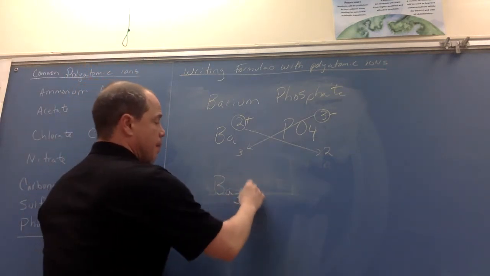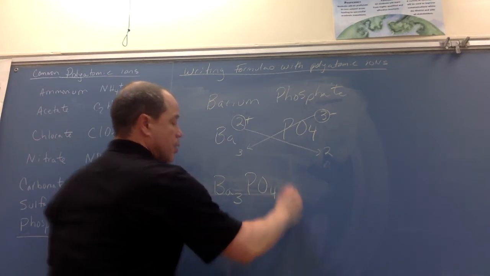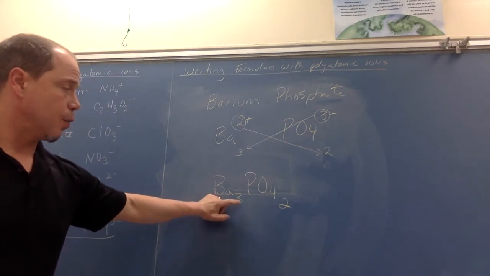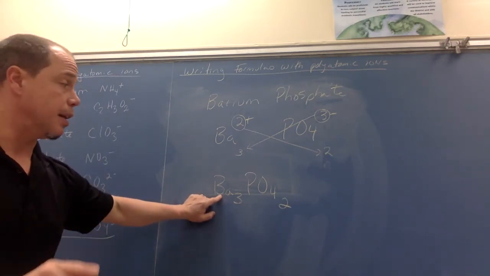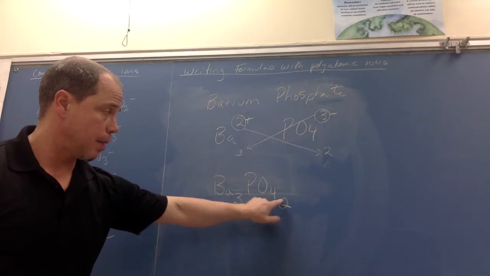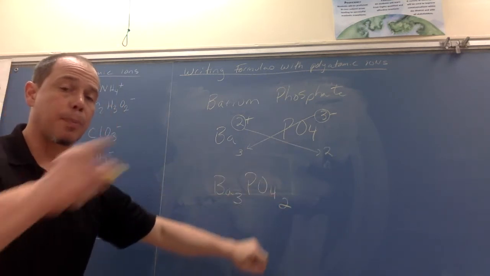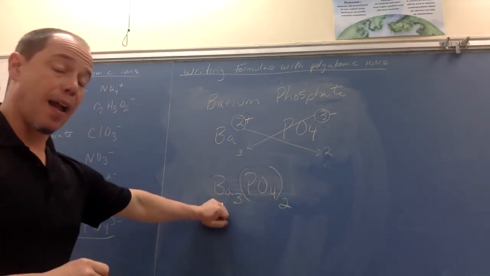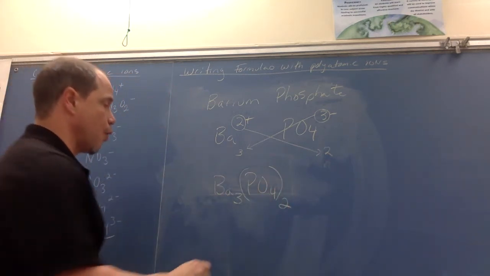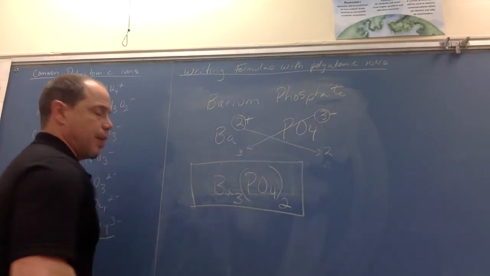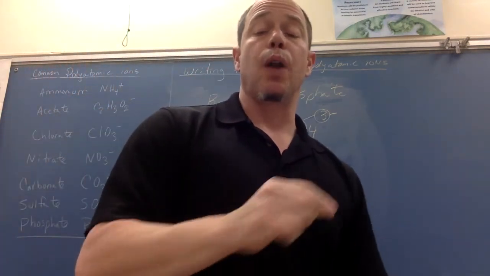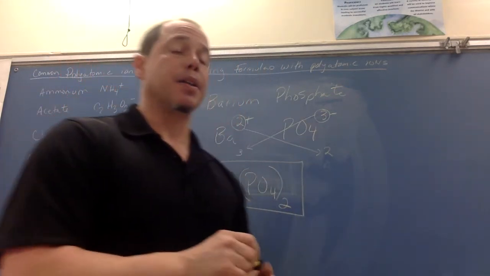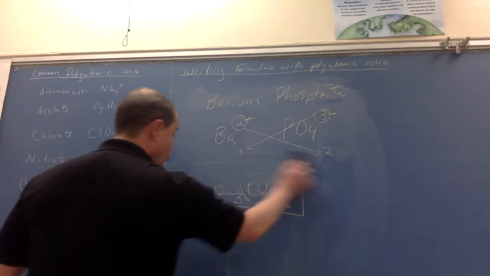Ba3 PO4 2. Now look, I have single elements, no parentheses needed, but I have 2 phosphates. To represent 2 phosphates, I put a parentheses in. There I have barium phosphate's chemical formula. So that's barium phosphate. Next thing we're going to do is look at how to write chemical names from formulas containing polyatomic ions. So let's go ahead and do that now, just to get this over with, right?